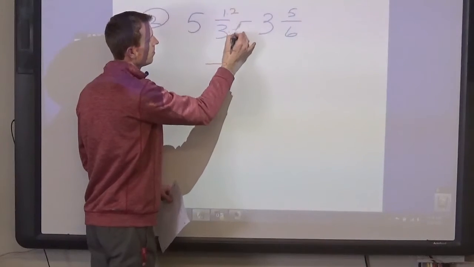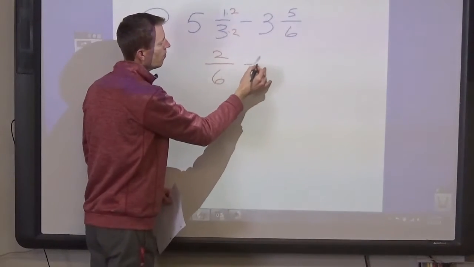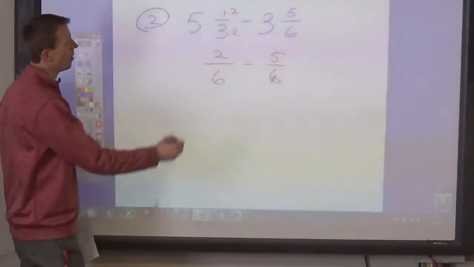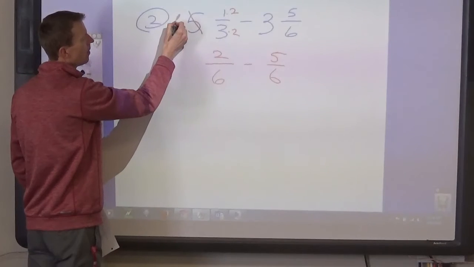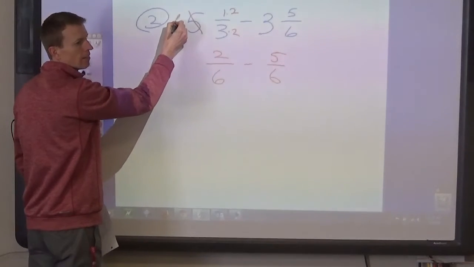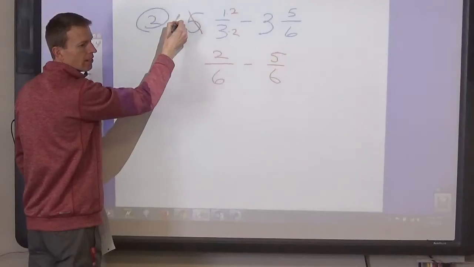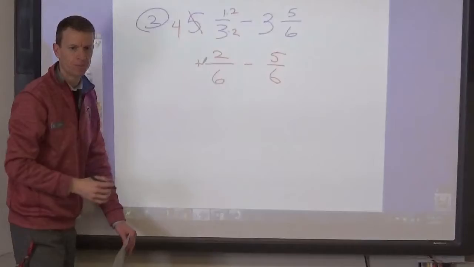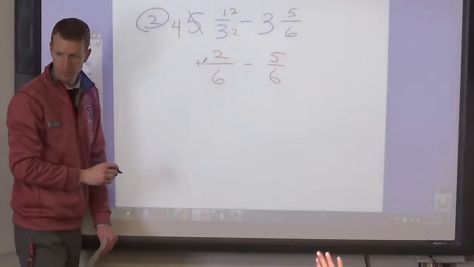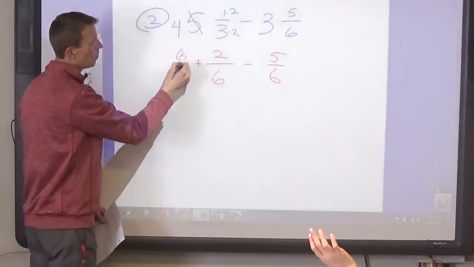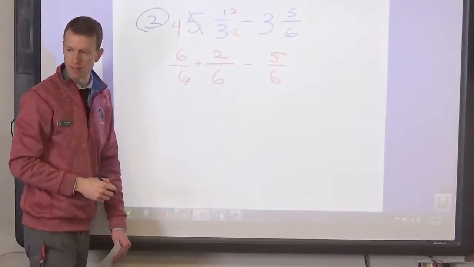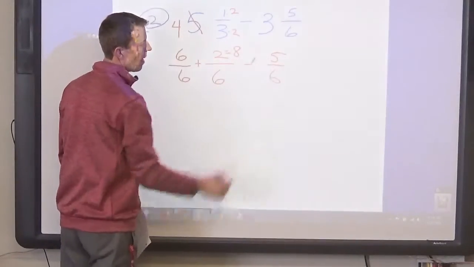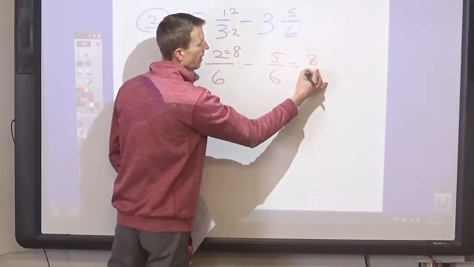Times 2, right? So 2/6 minus 5/6. Can we do that? No. Cross out the whole and write a what? Class? Read and turn around. And then write plus what? Plus 6, which is 8/8. Minus 5 is 3. 3/6.